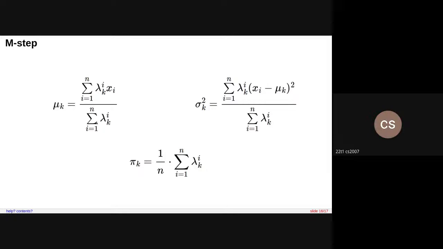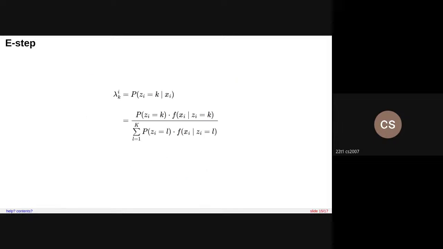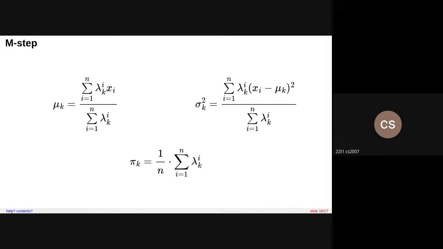So mu k and sigma k square, intuitively do you understand? You don't need to know how you got mu k. No one understands unless you are really hardcore into math and optimization. What you need to know is just what lambda ik is. Intuitively, it's a probability: for point i going into cluster k, what is the probability? That is lambda ik.